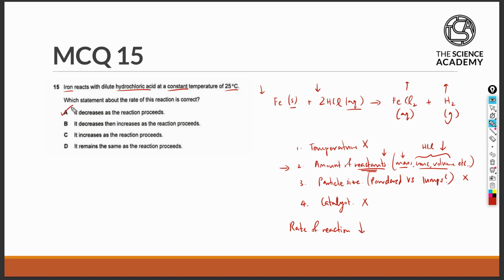Therefore, option A will be the correct answer. There will be no increase in the rate across the duration of the experiment because the question does not state any increase of these factors. There was no increase in temperature in the middle of the experiment, nor did they add more reactants to increase the speed of the reaction in the middle of the reaction. Therefore, there should not be any increase in the rate of reaction, option C. And the reaction rate will not likely remain the same because the amount of reactants will fall as the reaction proceeds. Therefore, A is the correct answer.